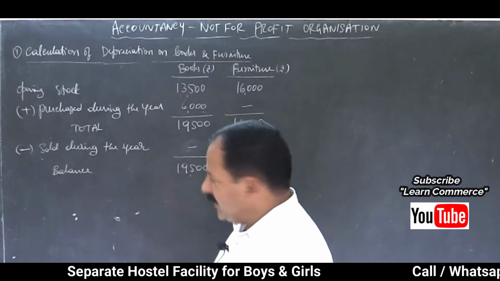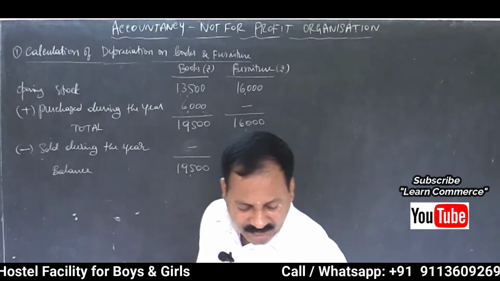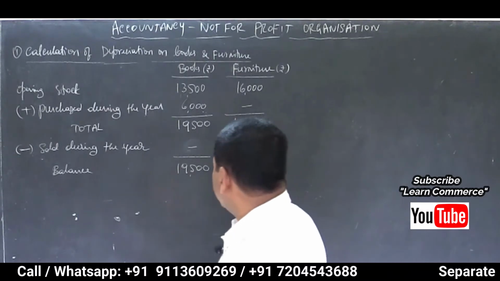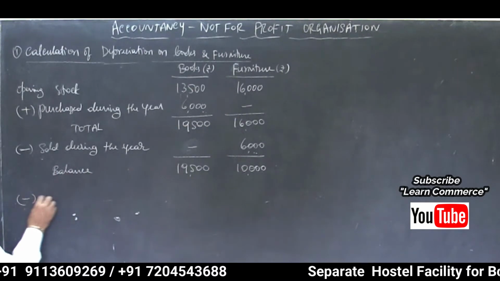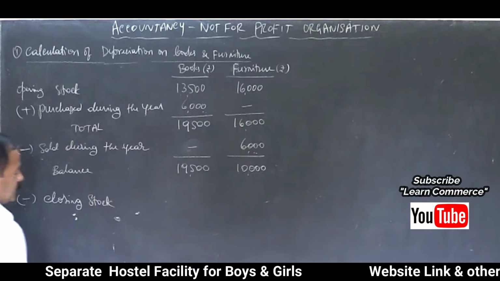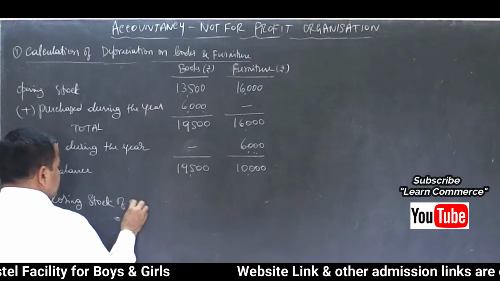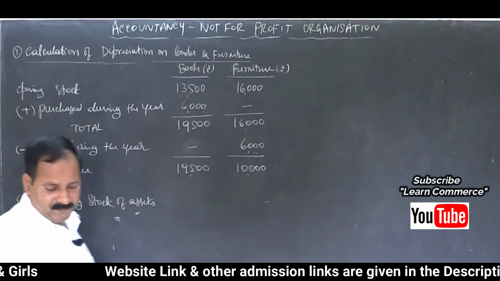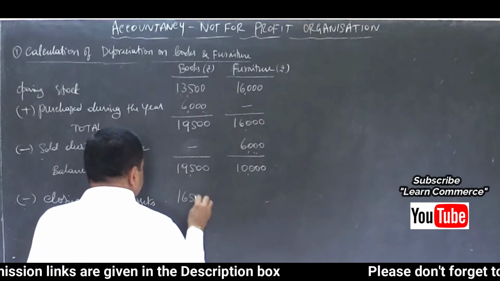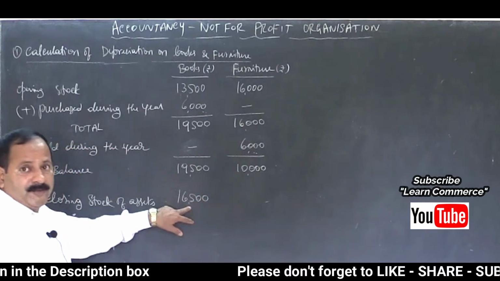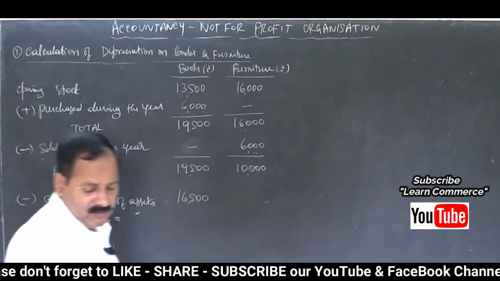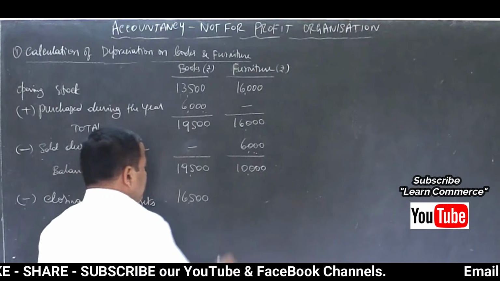What is the closing balance shown? How much is the closing balance shown? It is 16,500 less closing stock. Closing stock of assets is given, isn't it? 16,500 for books. This amount, 16,500, should be shown in the closing balance sheet. Closing balance they gave in the problem. Clear? Then, what is the value of furniture? 8,000.